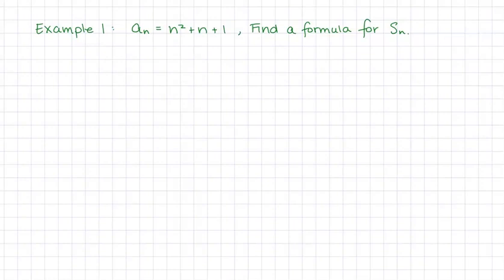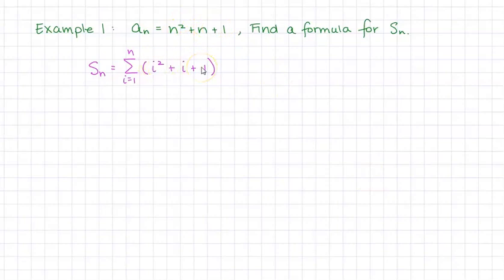Well, it's actually not that bad if we think about it. We know the nth term. What does it mean to be a sum? Remember that we can just write it in sigma notation really easily. So this means that s sub n is the summation as i goes from 1 to n of i squared plus i plus 1. Your formula for a sub n just becomes the argument for your summation.